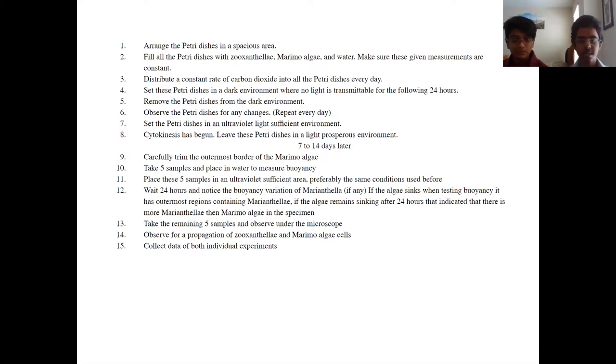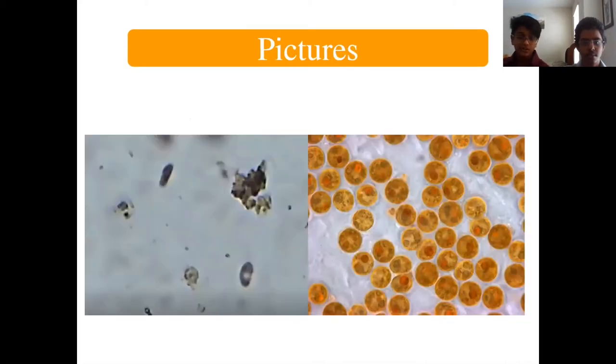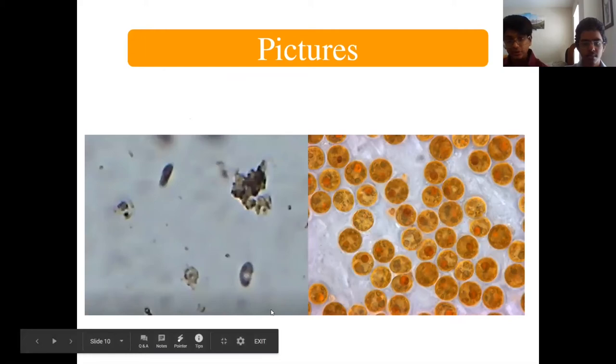Take the remaining 5 samples and observe them under the microscope. Observe for a propagation of zooxanthella and Marimo algae cells. Collect data of both individual experiments. These are our background data graphs and they support our claim in the introduction. I'd like to introduce one picture to you, and I'd like to explain it to you as well.